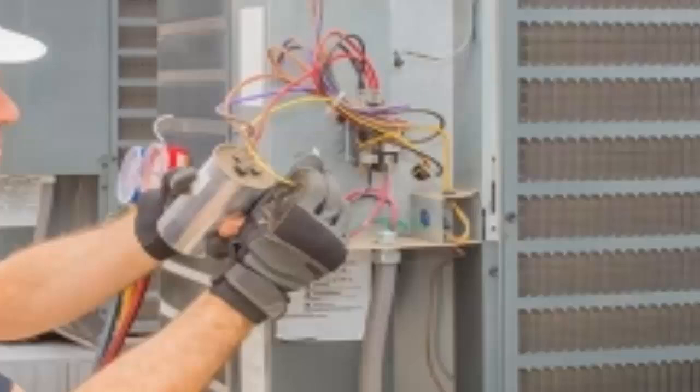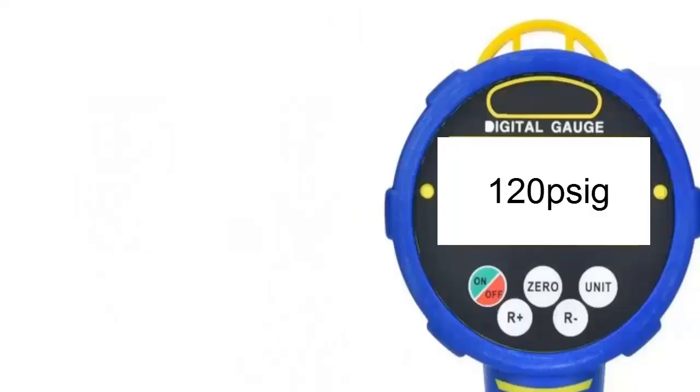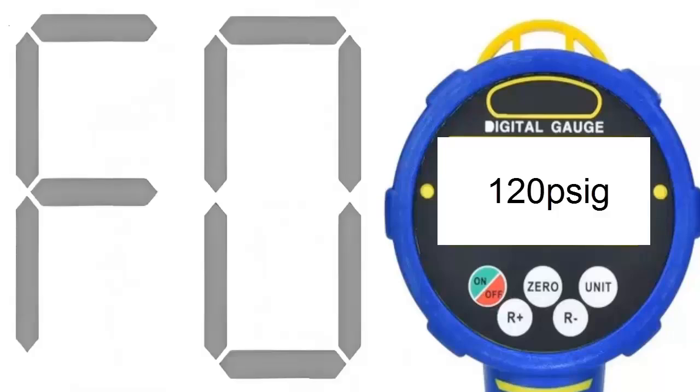13. A properly functioning unit with R410A or R32 refrigerant should have a working pressure close to 120 psi when turned on. If there is a leak, this value will be lower.